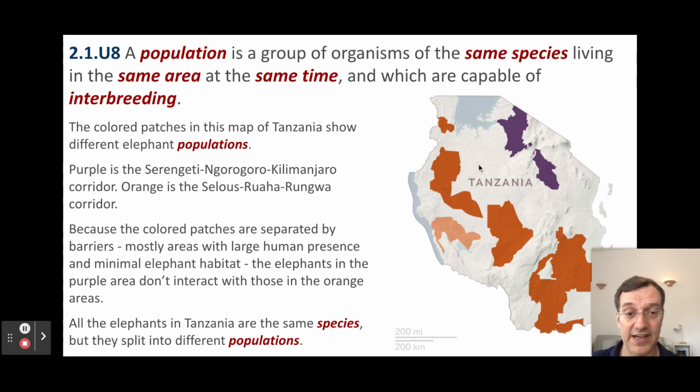But because of the high degree of human population, agriculture, and cities that you find between those areas, the elephants up here in the Serengeti and Ngorongoro Kilimanjaro corridor never interact with the elephants down here. Therefore, you have the population in the purple areas separate from populations in the orange areas, right? So they're the same species, but they are different populations. And this has some significant impacts on biodiversity and its conservation, which we'll get into when we discuss topic 3 later on.